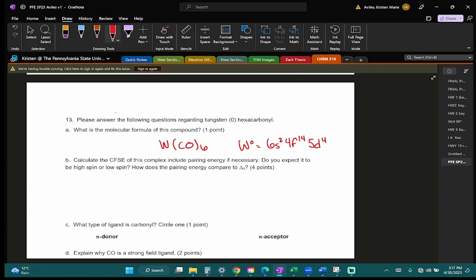All right. Anyways, so we're back to our tungsten. Tungsten is a 5d4. So since we're a d4, we have to take into account spin states. What do we think tungsten's going to be, high spin or low spin? What type of ligand does it have? So strong field is going to be low spin. So we have a strong field ligand.